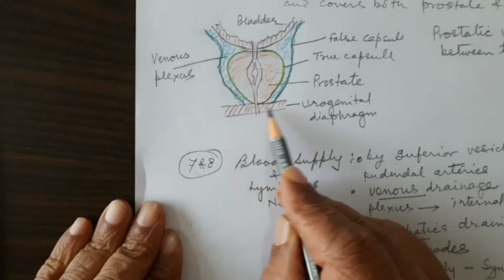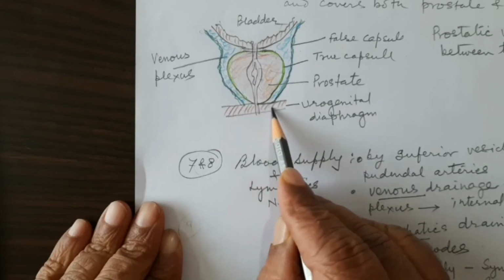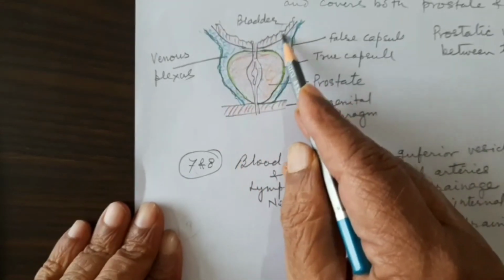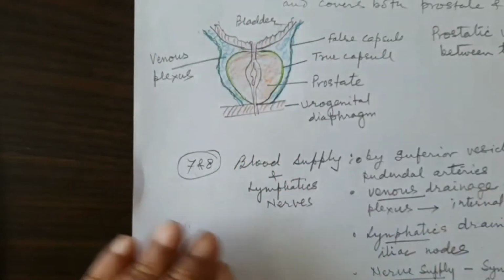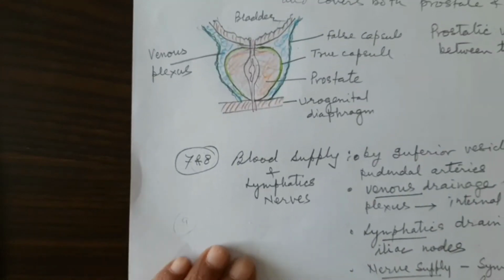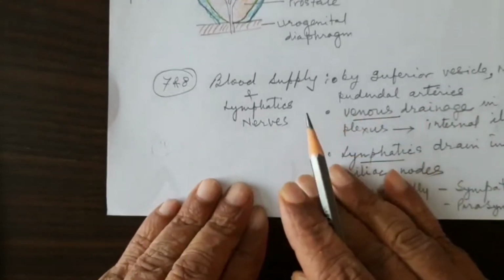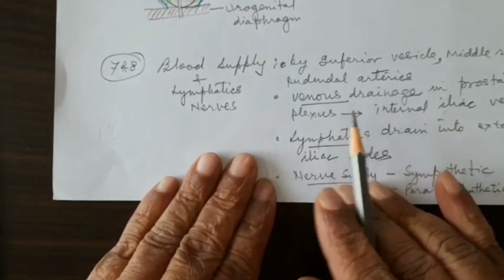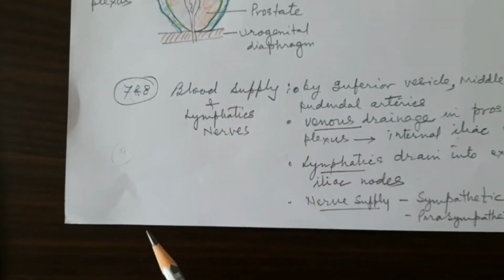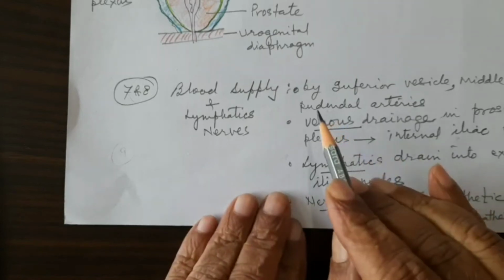This is the urogenital diaphragm, sphincter urethral muscle, and this is the urinary bladder, in the coronal section. Let us go to the blood supply and lymphatics. The prostate is supplied by the inferior vesical artery, which is the major supply, but it may also be supplied by the middle rectal and internal pudendal arteries. So these are the blood supply.